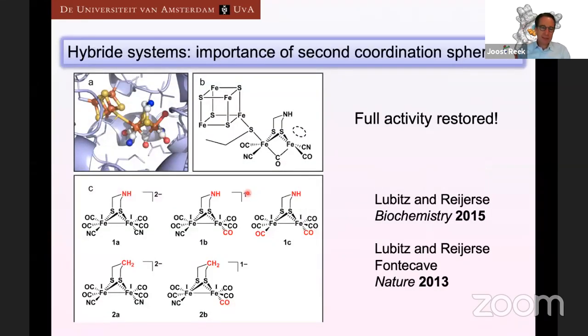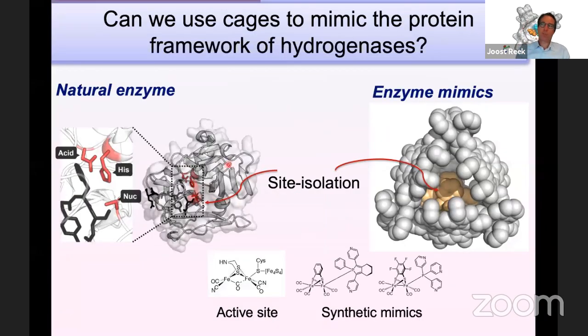And if you look in the literature, there was one interesting paper by Lubitz and Ryerson, and they looked at the apo system, the inactive hydrogenase, where they removed the natural active site and implemented synthetic analogs. They report that full activity is restored, indicating that the second coordination sphere around this active site is of crucial importance. So we thought maybe we can mimic this by creating cages around synthetic mimics.